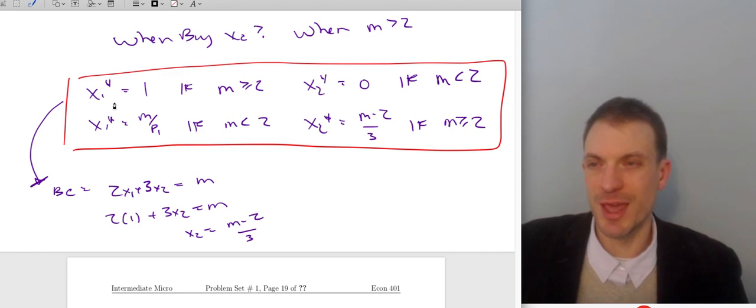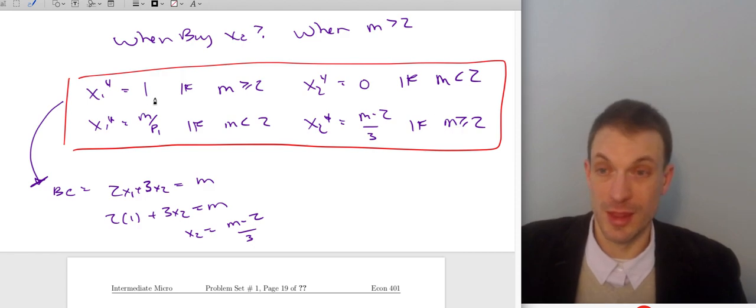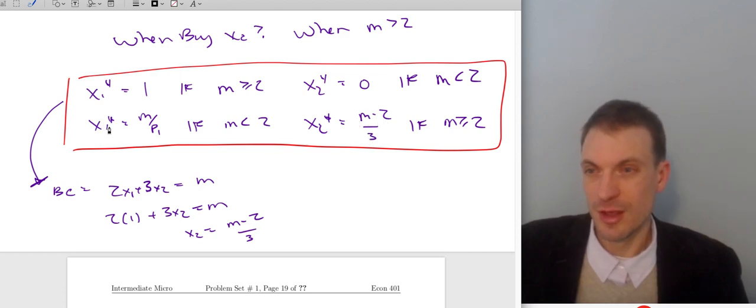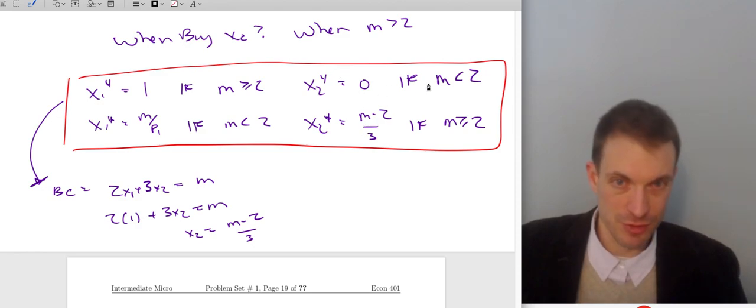So here's Bob's demand. X star is going to be equal to 1 if M is bigger than or equal to 2. Bob's going to buy his 1 unit of good 1, and then if income is bigger, Bob starts buying good 2. So demand for good 2 is going to be M minus 2 over 3. I'll talk about that in a second. Bob's demand for good 1, if income is smaller than 2, is just going to be, well, I'll exhaust my income on good 1 and get as much as I can. And then I won't buy any of good 2.